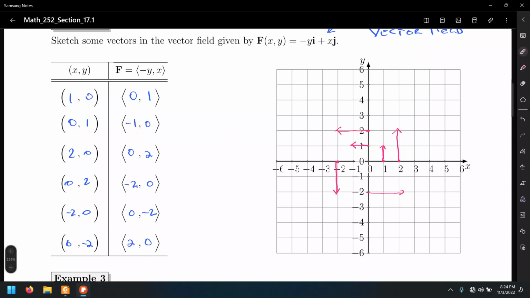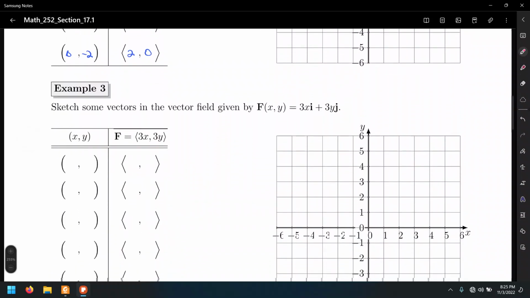Do you see the shape or the trend for these vectors? It's a rotational vector. It's rotating. Let's see it in Desmos for more vectors, all right? I mean, not in Desmos, on GeoGebra. Let's do another example.